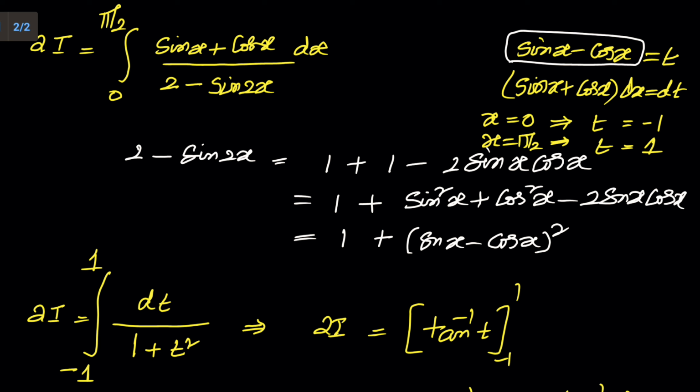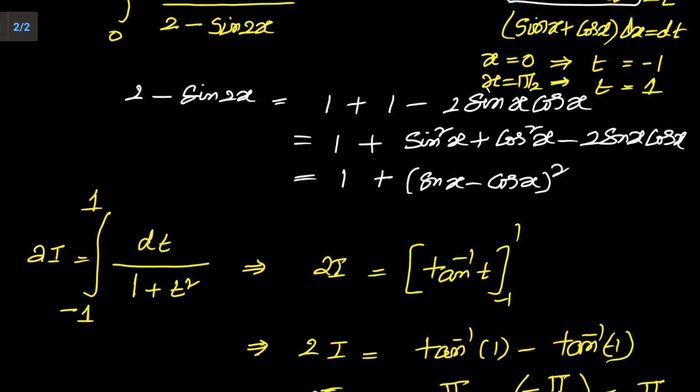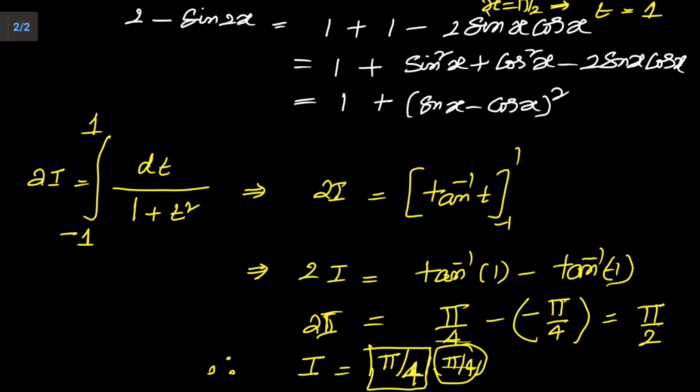Now, we tried to get sin x plus cos x as a derivative, then we understood the function should be sin x minus cos x. So I went to the denominator and transformed that in terms of t. 2 minus sin 2x can be written as 1 plus sin x minus cos x whole square, or 1 plus t square. So the integral now became 2I equals to integral minus 1 to 1 dt by 1 plus t square. 1 by 1 plus t square integral is tan inverse t. We applied the boundaries, we got I equals to pi by 4.